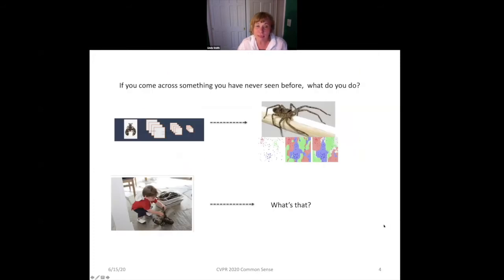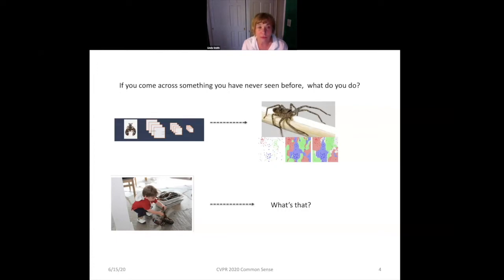Another example of lacking common sense in visual object recognition is what happens if you come across something you've never seen before. What do you do? A system that has learned to discriminate categories is typically forced to make a decision. So if it were to encounter a lobster for the first time, it would be pulled to the category to which it was most similar, since it's all about boundaries.